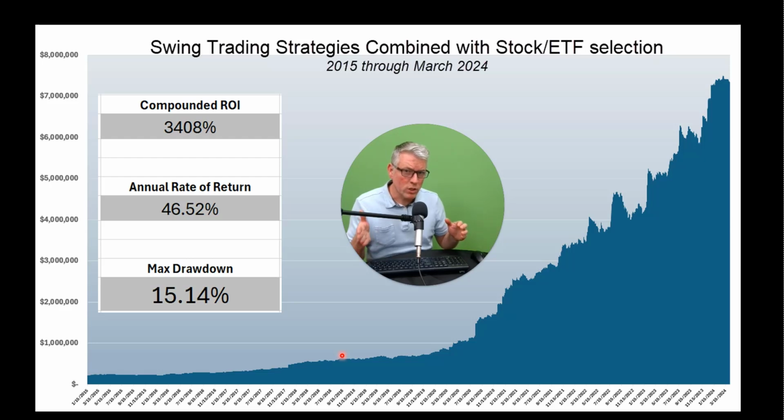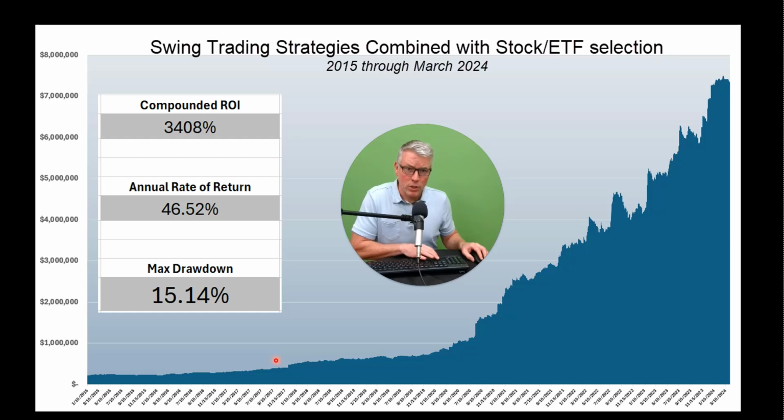All right, so a lot of people want to know what the swing trading strategies are with a good stock selection. Like what stocks and ETFs do we use when it comes to swing trading with our strategy? What you're seeing right here on the screen is the combined equity curve of 10 stocks, a mix of stocks and ETFs, since 2015 through March 2024.